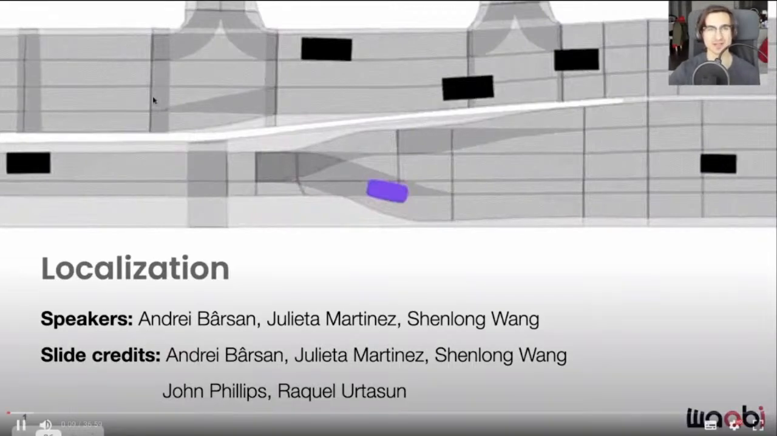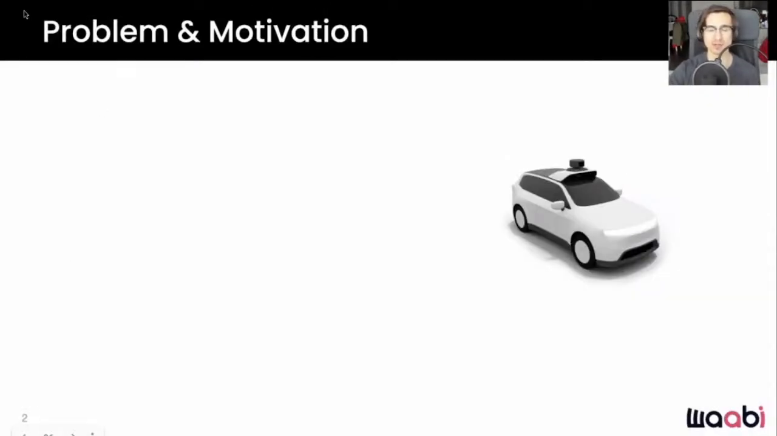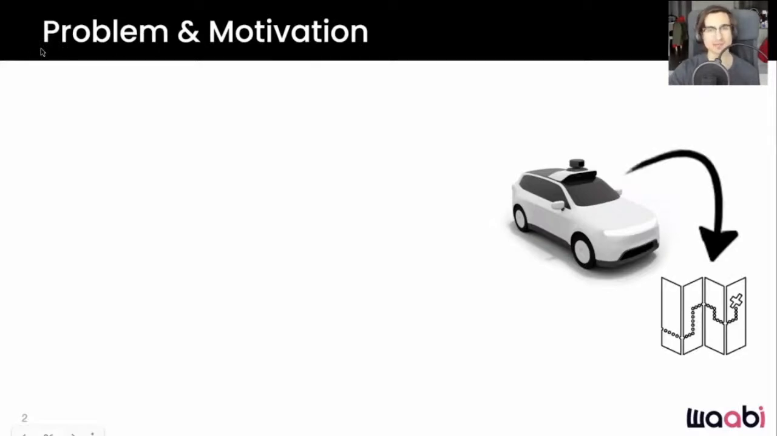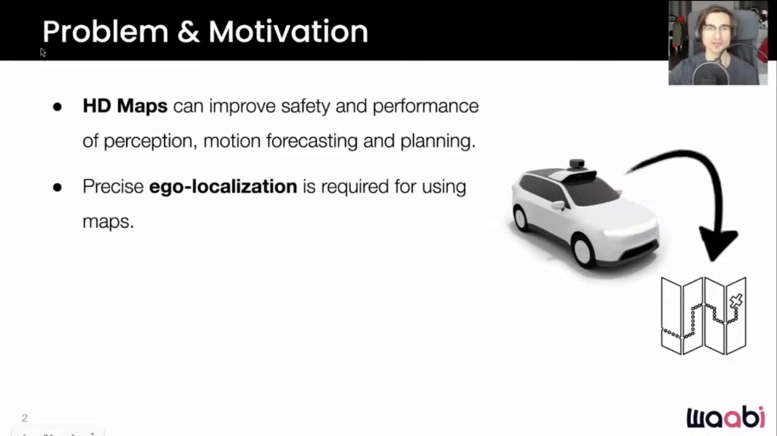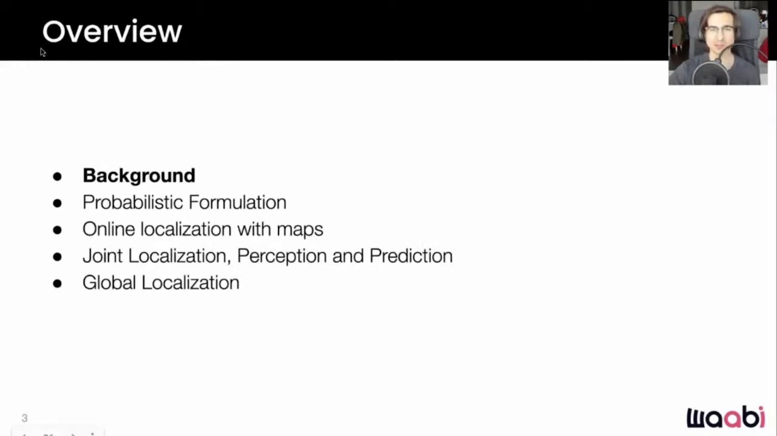Self-driving vehicles are one of the most complex and safety-critical modern-day applications of robotics. And leveraging rich maps can enhance performance and safety in areas such as perception, motion forecasting, and motion planning. However, in order to leverage these maps, the vehicle must know its position within them, and this is a task of localization. We begin this talk by specifying what localization is, how it is typically approached, and why it's challenging.